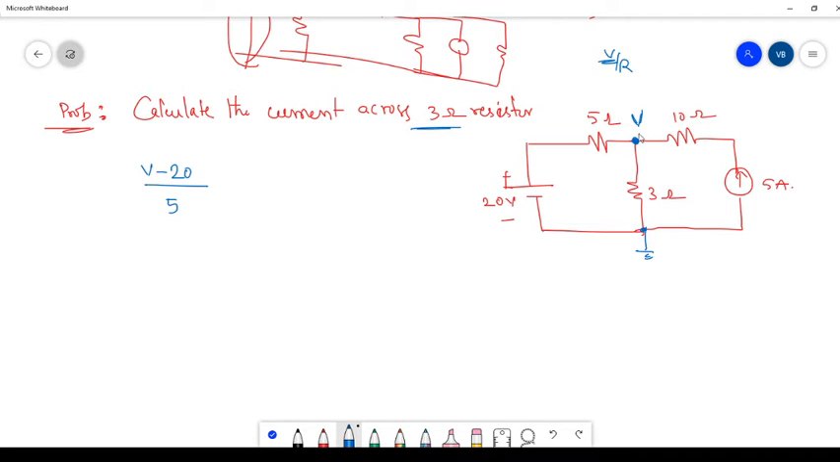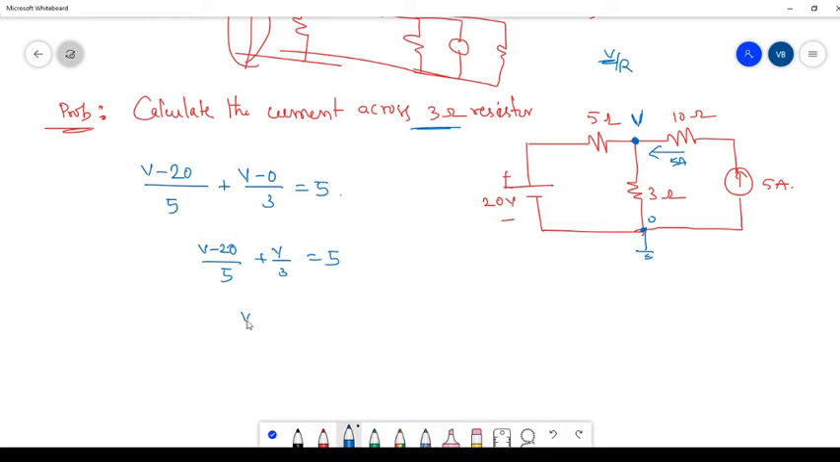And here, what is this one? V minus 0 by 3. And here the current he already mentioned, that is 5 amps. This is entering, these two are leaving. So we are going to equate that, that is equal to 5. So (V minus 20) by 5 plus V by 3 is equal to 5.